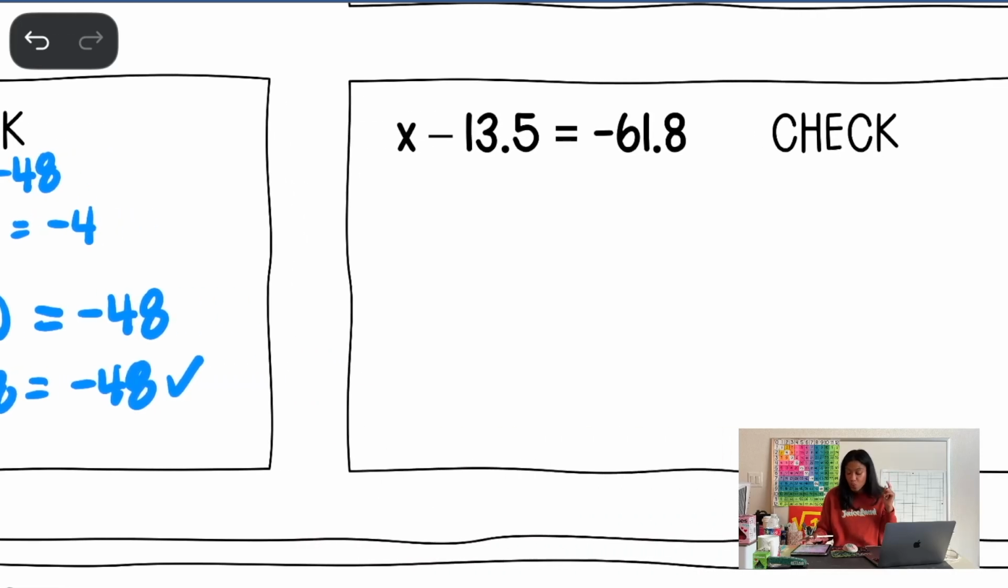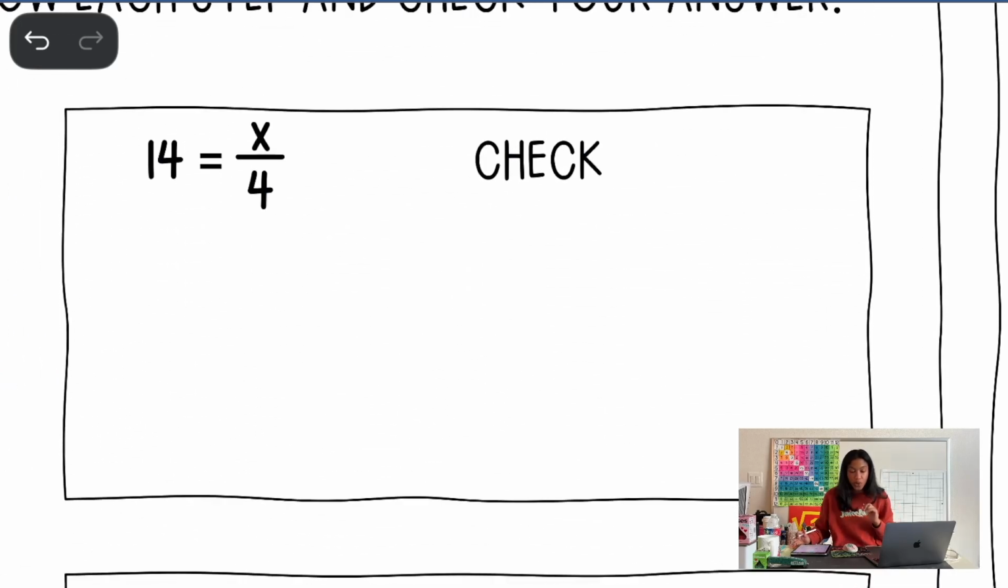All right, we have two more in this section. Almost done. Jumping up to the top right corner, we have 14 equals x over 4. That fraction could also be 1/4 x. You may see it written like that, so fret not. We just need to get rid of the denominator. Right now, x is being divided by 4. So we are actually going to multiply by 4 on both sides. I'm going to put 4 in parentheses. We know parentheses tells me that we're multiplying. That becomes 4x over 4, which is 1x.